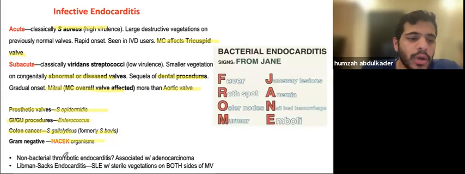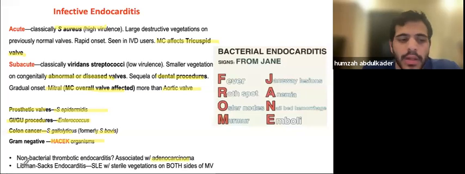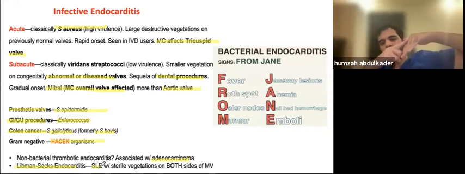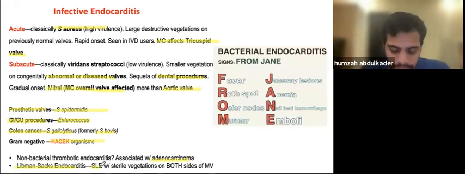Also important to note, non-bacterial thrombotic endocarditis is associated with adenocarcinoma. This comes on the exam as well. And Libman-Sacks is associated with SLE. And then the vegetations, because he has these pictures in your lectures, and he brings the exact same pictures in the exam. So he'll have the picture, and it'll show vegetations on this side of the leaflet and on this side of the leaflet, and immediately you know it's Libman-Sacks.